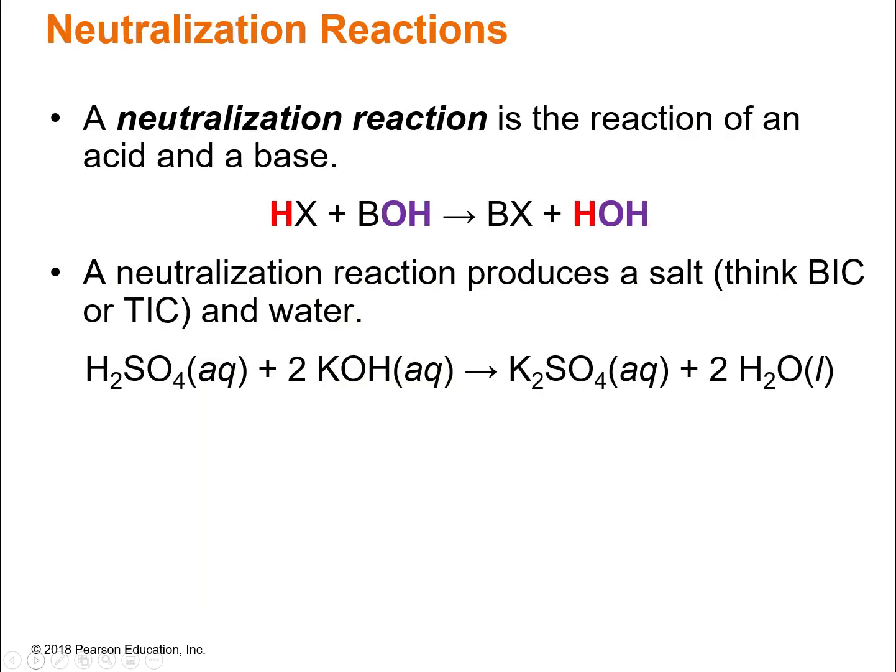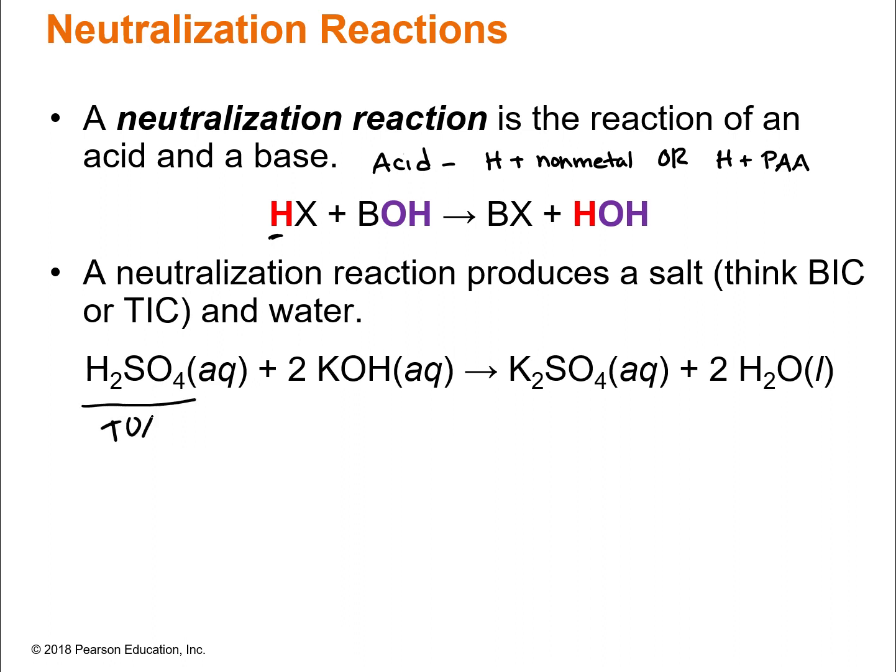Last reaction type: we've got neutralization reactions. This is just when you're mixing an acid and a base. Remember that an acid has that hydrogen in front. It's either a hydrogen plus a nonmetal or hydrogen plus a polyatomic anion. So recognize when you have an acid.